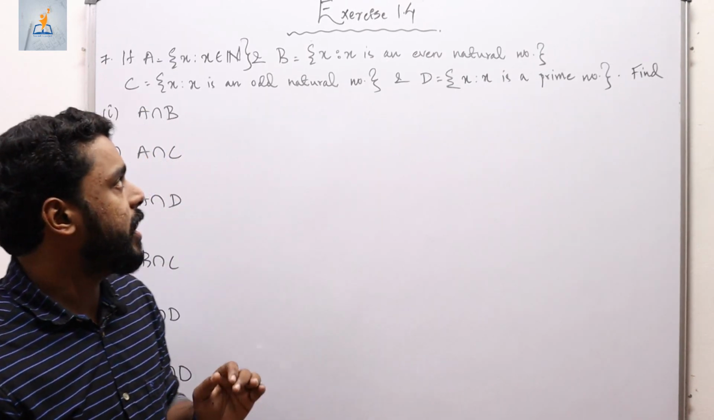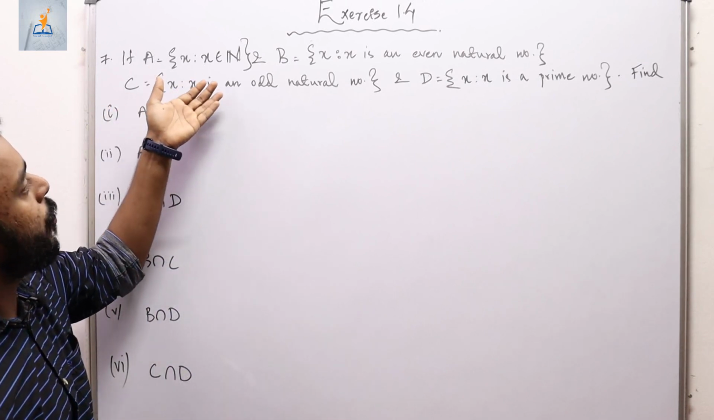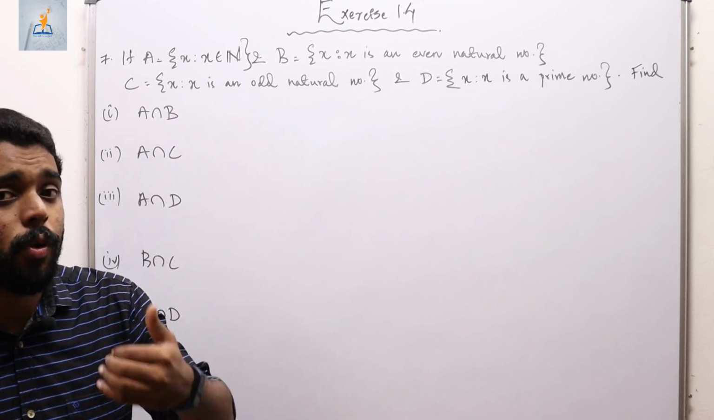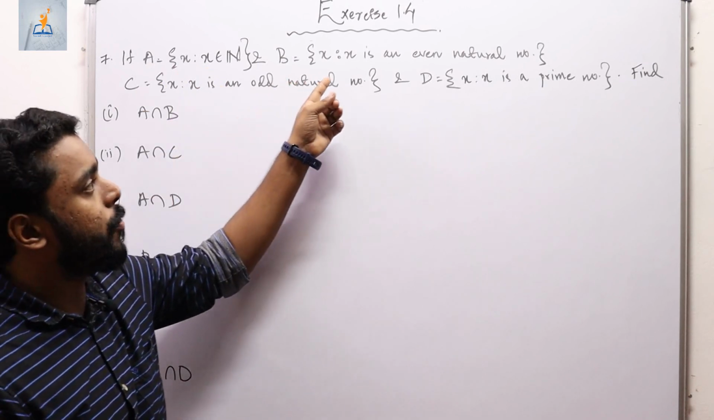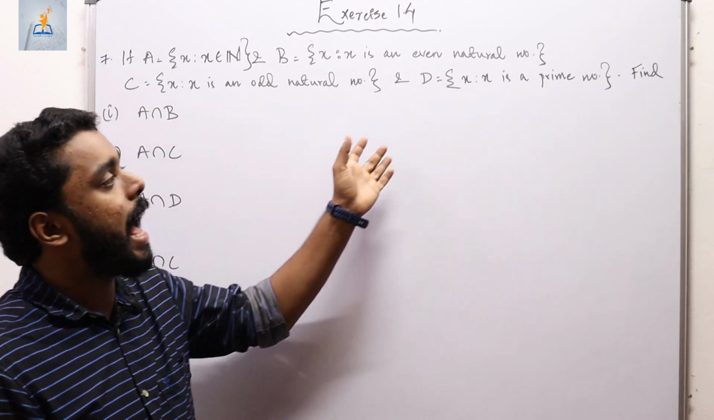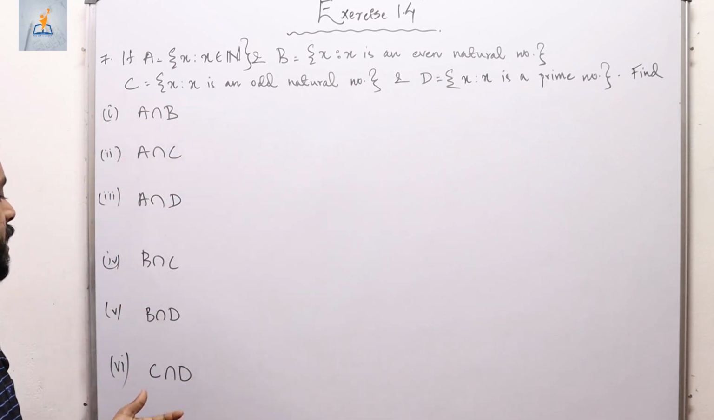Coming on to the 7th question, it asks that A is the set of all x such that x is an element of N, which means that A is the set of all natural numbers, B is the set of all even natural numbers, C is the set of all odd natural numbers, and D is the set of all prime numbers. We have to find all these things.